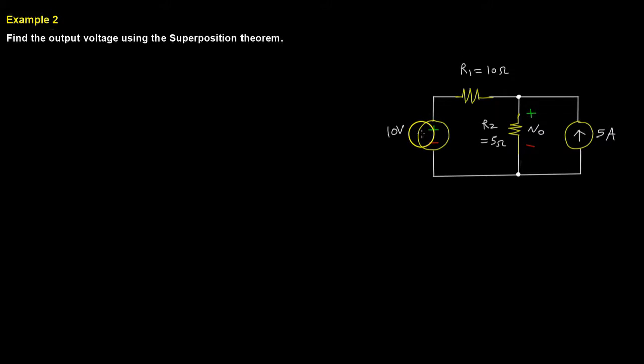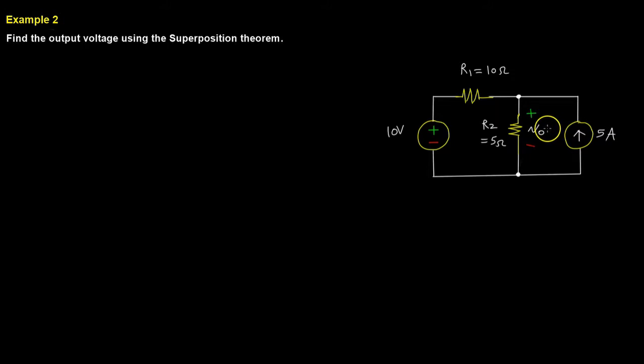Okay, so here's another simple example that we're going to apply the superposition principle to. Looking at this circuit, we see the two independent sources, and there's an output variable that we need to find. If you just take away this independent current source, you have a simple voltage divider. And if you remove this particular voltage source, you have a simple current divider.